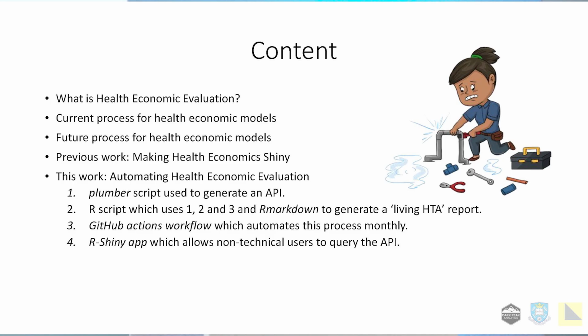And then I'll go through some of the methods here, including Plumber, used to generate an API, an R script which calls the API and generates a living report with R Markdown, and then a GitHub Actions workflow which automates this whole process. And then finally, if we've got time, I'll go through a small Shiny app which allows non-technical users to undertake this process for themselves. It was a bit of a proof of concept for us for testing whether or not we could get somebody to build the app who'd never actually seen any of the model code.